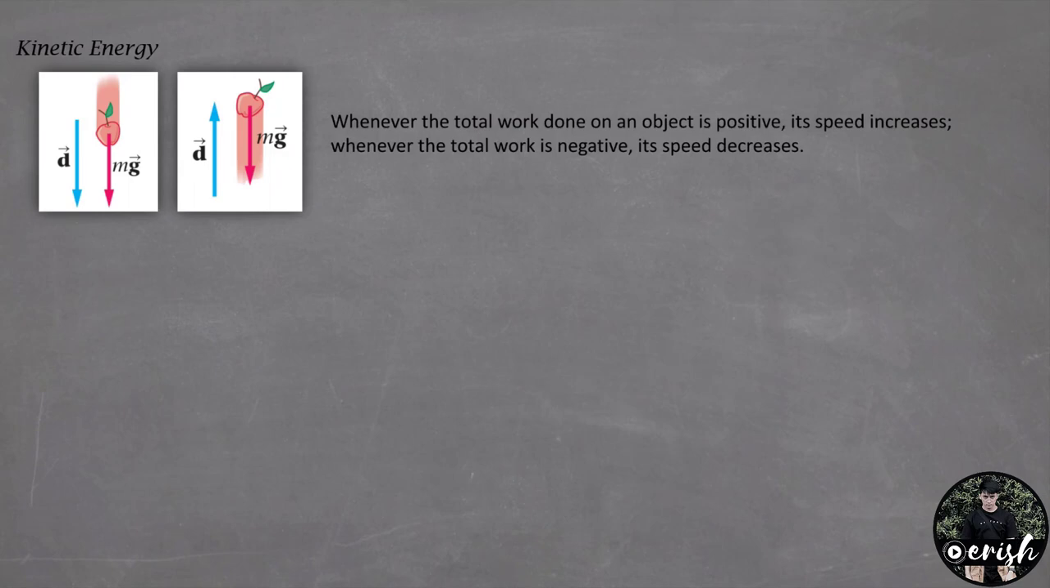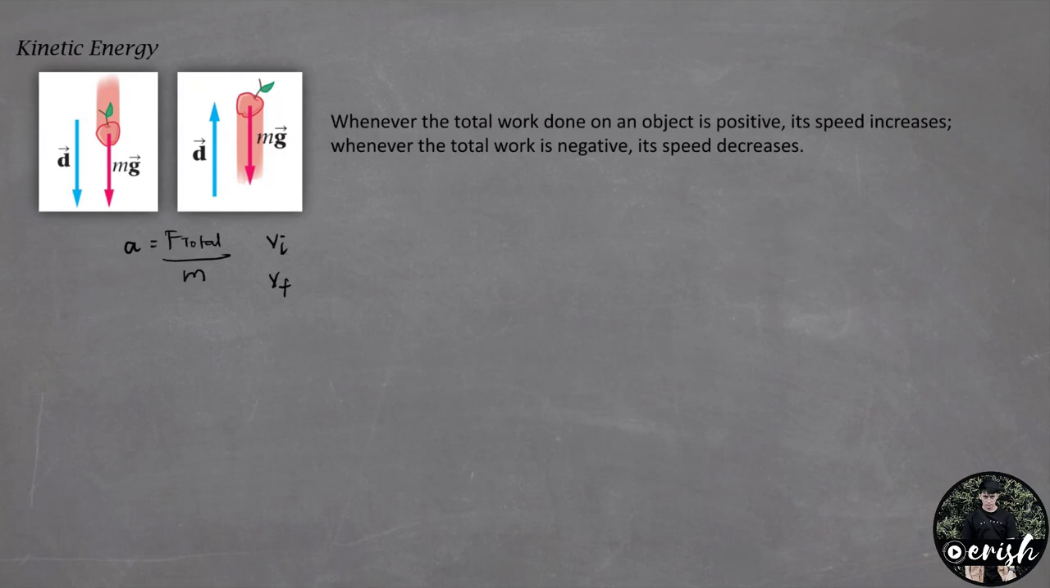Yung net force na yan ay nagpo-provide dun sa apple ng constant downward acceleration of magnitude, say, acceleration equals F total, or yung net force natin, over yung mass. Since yung total force or the net force is downward and the motion is also downward, the work done on the apple is positive. And now suppose that the initial speed of the apple is, say, V sub i, and that after falling a distance d, its speed increases to final velocity. The apple falls with a constant acceleration a.